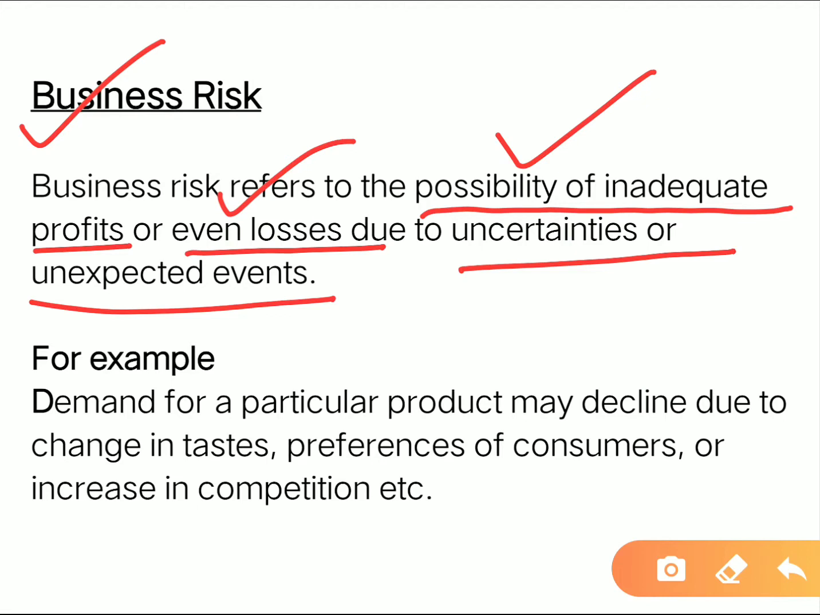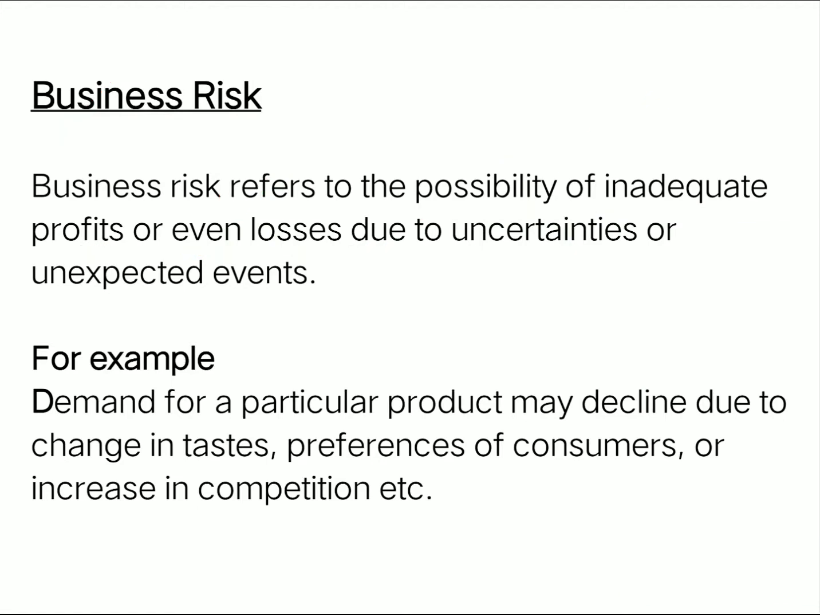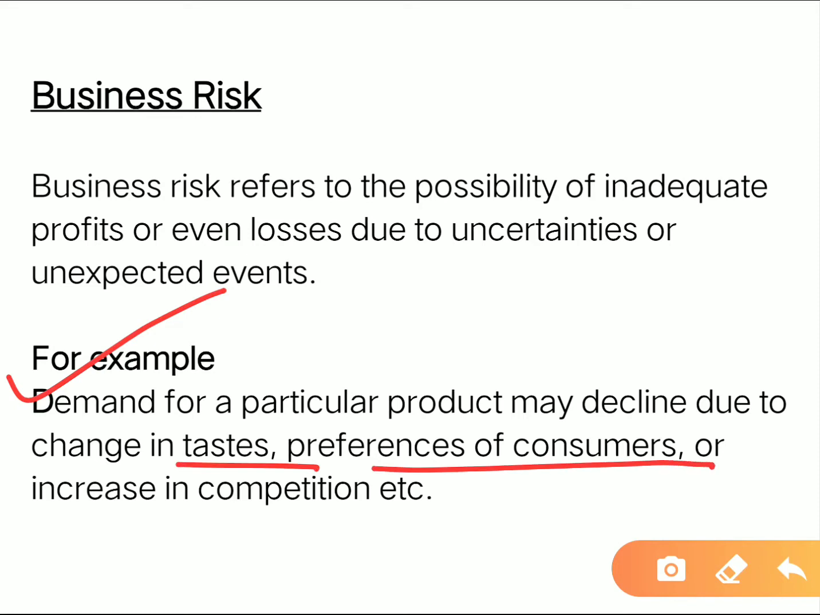Now see the example. Demand for a particular product may decline due to change in taste and preferences of consumers, or increase in competition, etc. This is a very common example. Students, the taste and preferences of the consumers keep on changing, due to which the demand keeps on changing. One day people demand one type of product, and the other day the demand is different. So there is continuous change in the demand of the product.